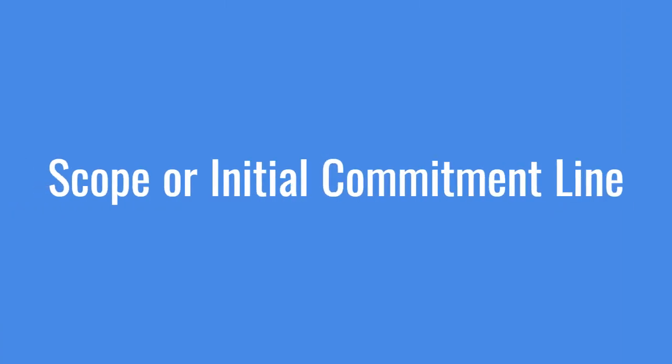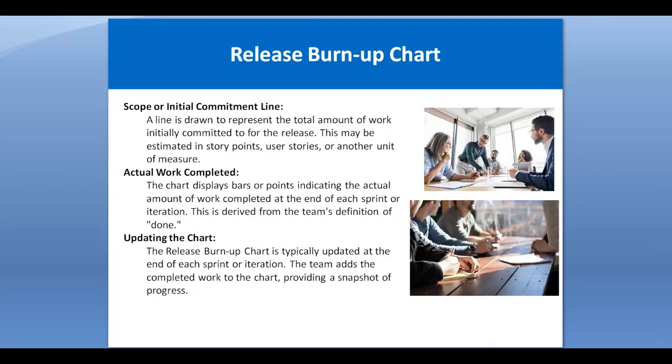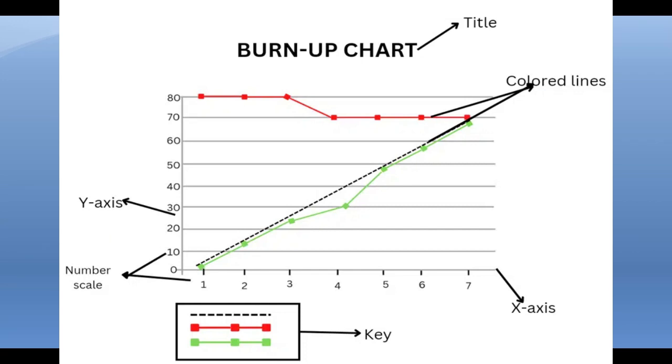Then a scope or initial commitment line, that means a line is drawn to represent the total amount of work initially committed to for the release. This may be estimated in story points, user stories, or another unit of measure.